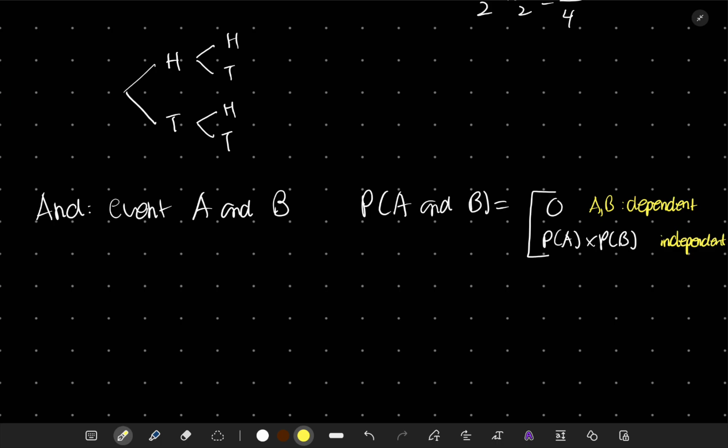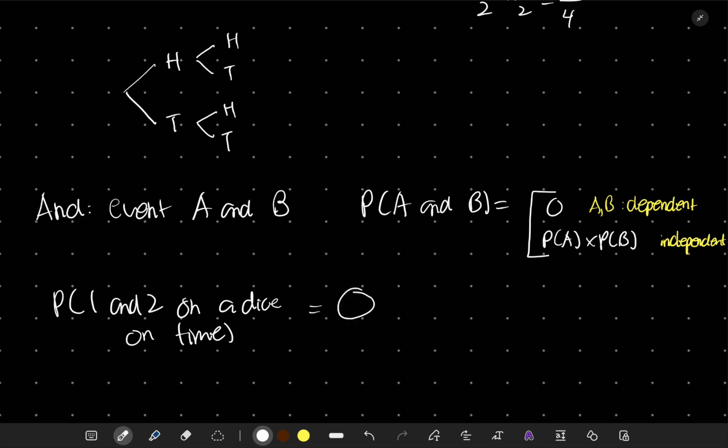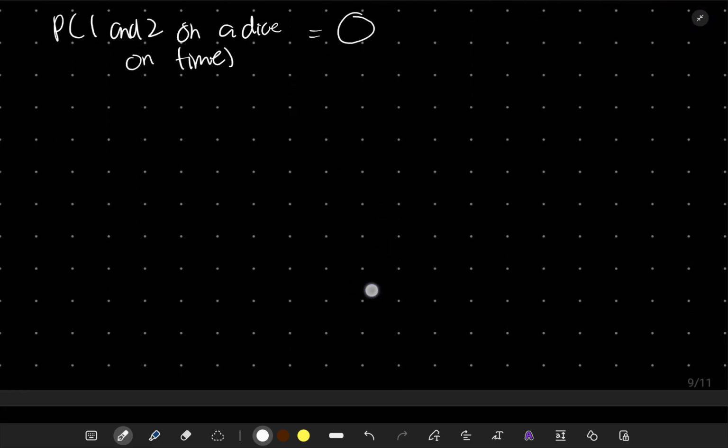So let's give an example of when it's 0. Let's say the probability of A and B is me rolling a 1 and a 2 on the dice. And I'm going to say that this is going to happen one time. Well, that doesn't really make sense, right? Because when I think about that, I can't have both of them happen at the same time. And because of that, that's going to be 0, right? I can only roll one value on the dice.